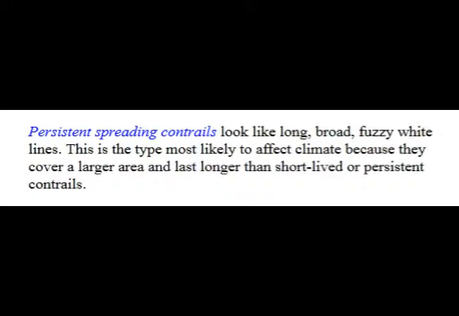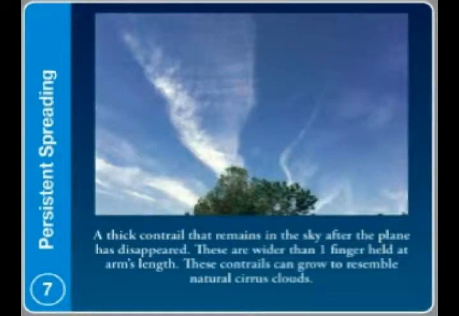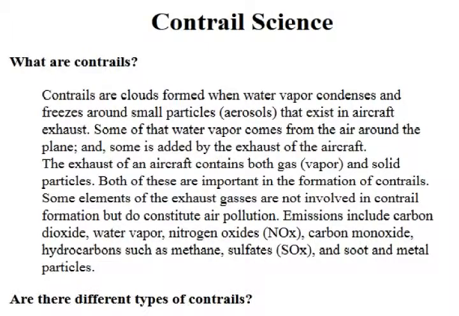It's very significant that these persistent spreading contrails are actually enhancing or even creating global warming. NASA published an article in 2004 that admits that clouds caused by aircraft exhaust may warm the U.S. climate. Now, if that's not a direct connection to climate change and global warming, what is? We want to know under what conditions and how often we can expect to see different manifestations of persistent contrails, whether it's the non-spreading or the spreading type.